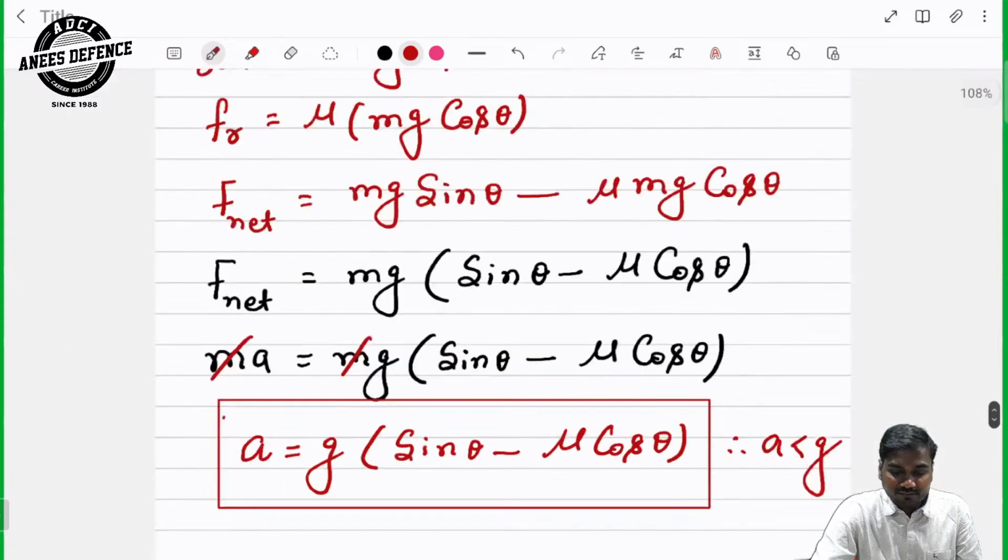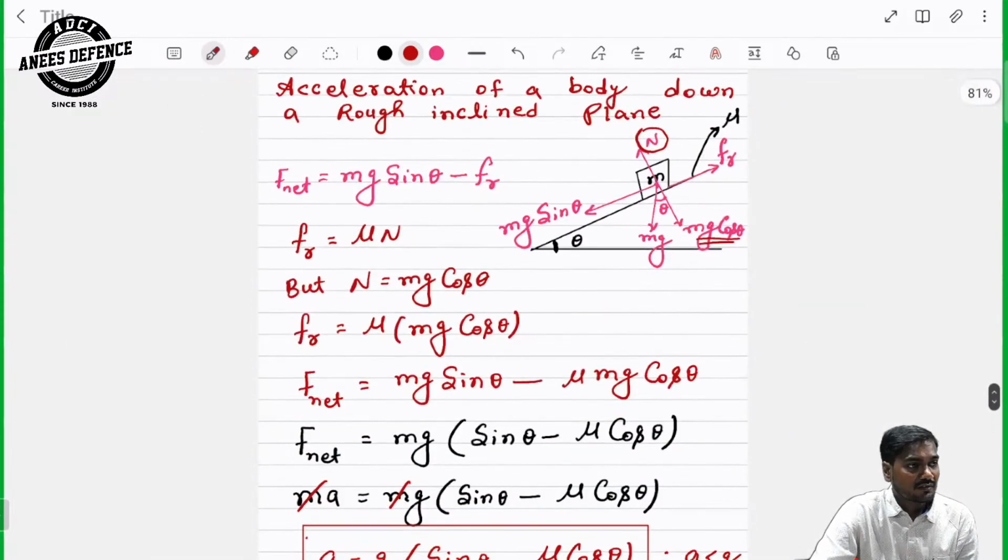Note down fast. Completed? Completed or not? Do it fast.